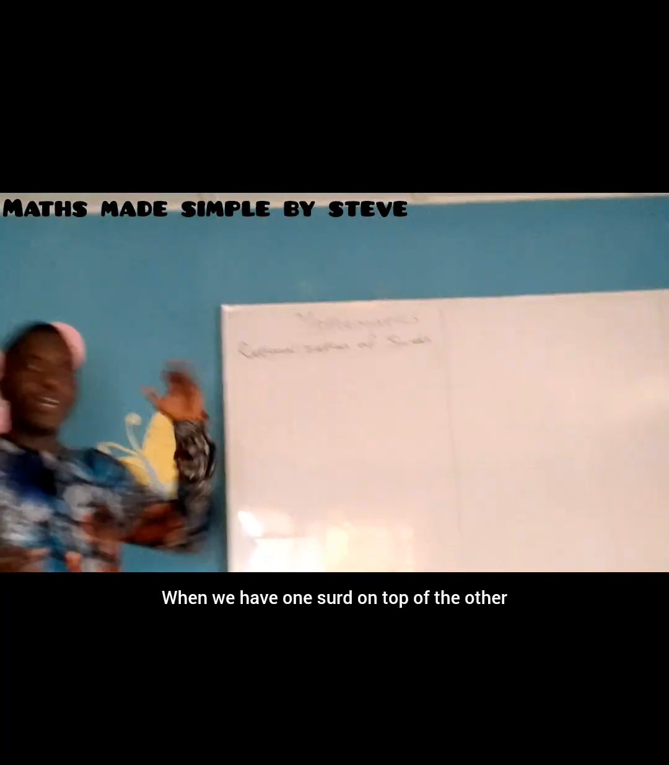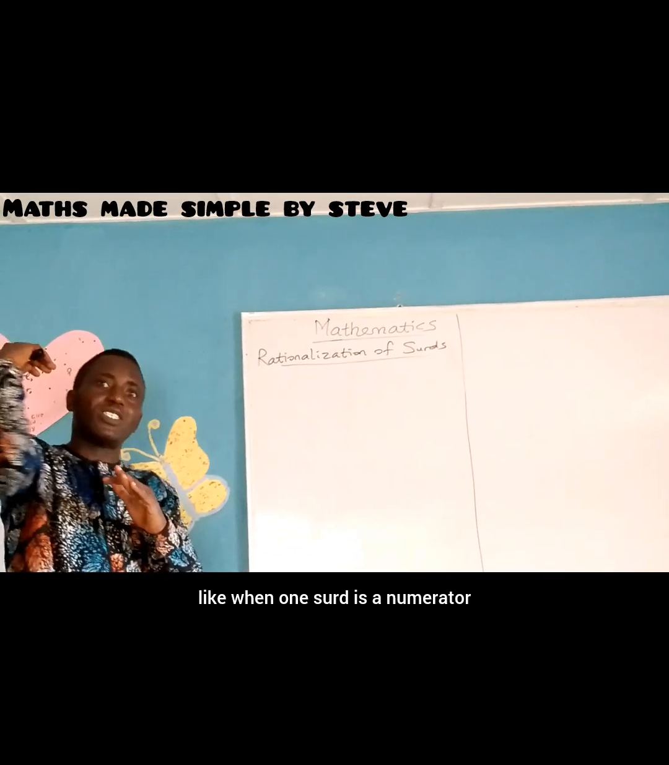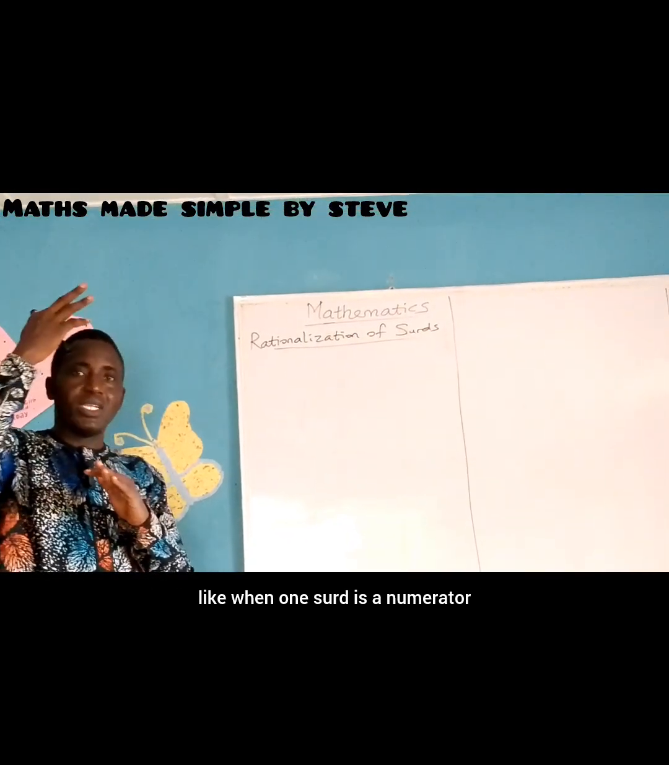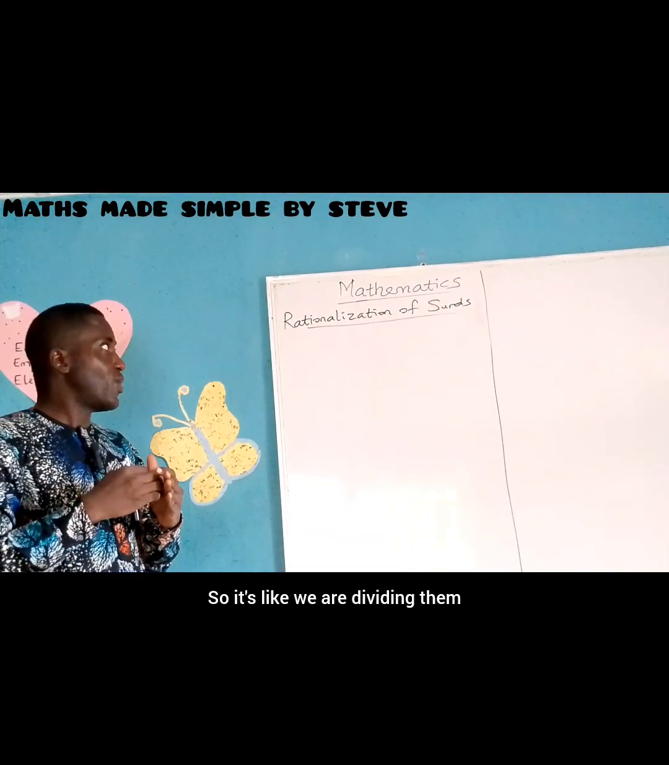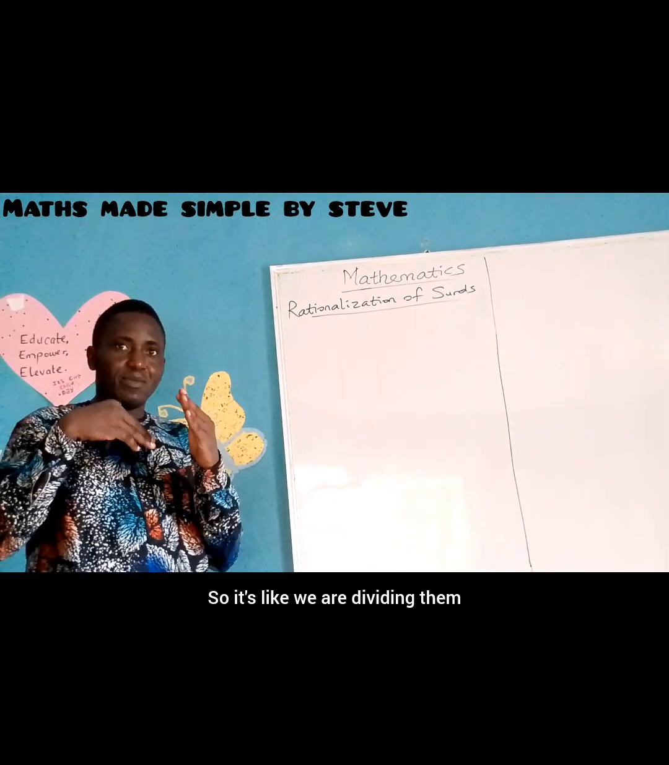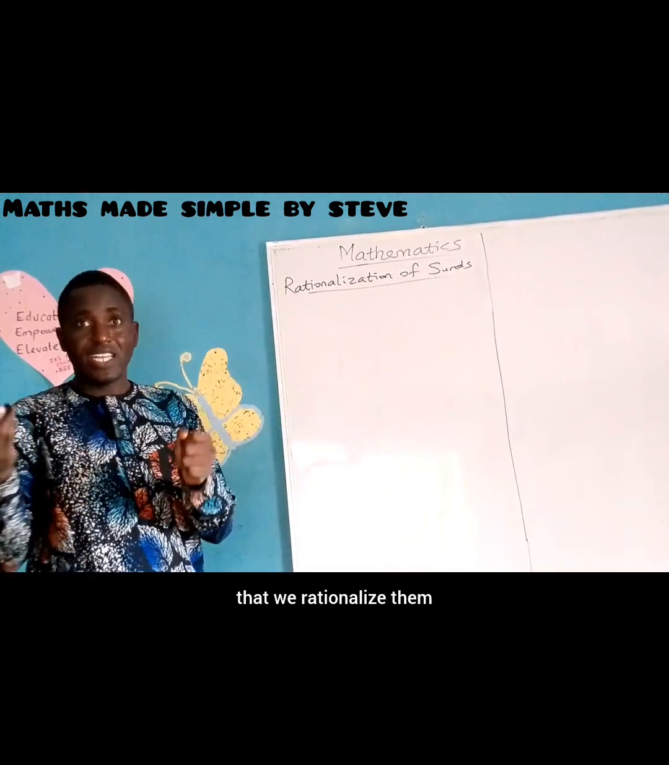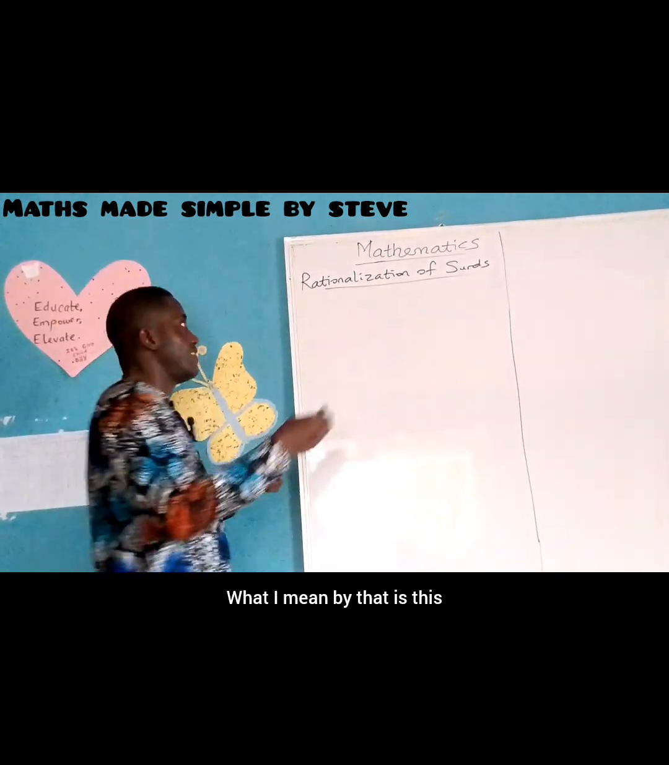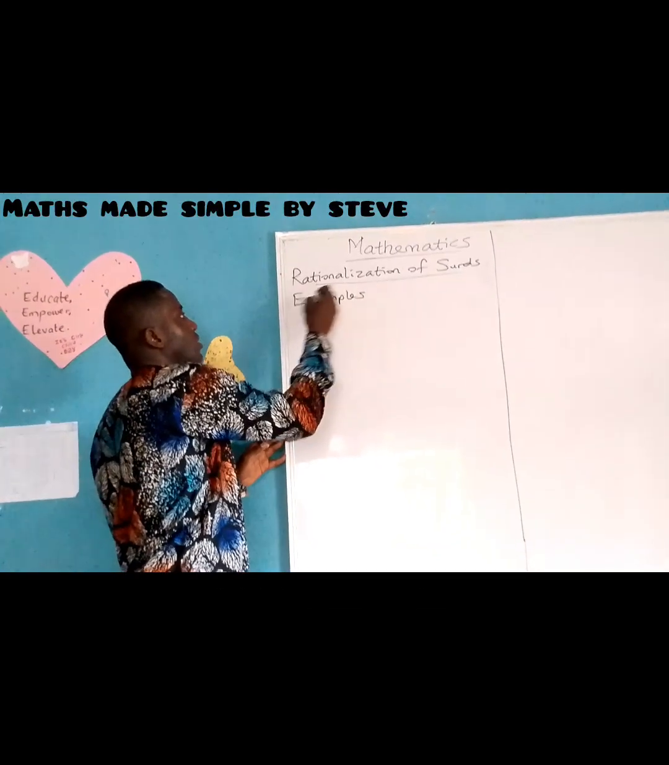When we have one surd on top of the other, like when one surd is a numerator and another surd is a denominator, so it's like we are dividing them, but what we actually do in surds is that we rationalize them. What I mean by that is this. Let's look at these examples.